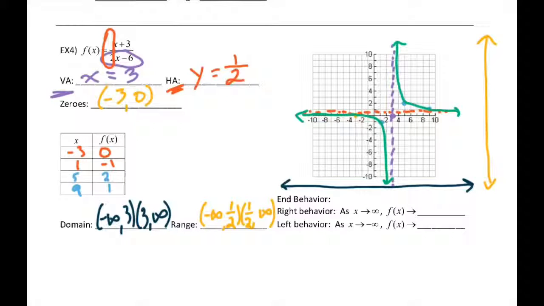Lastly, our end behavior. As we go to positive infinity, we are approaching our horizontal asymptote, which is 1/2. And as we go to negative infinity, we are approaching again our horizontal asymptote of 1/2.